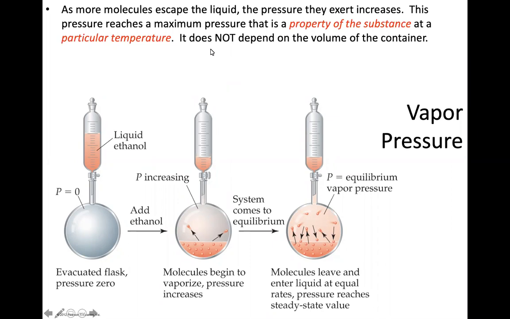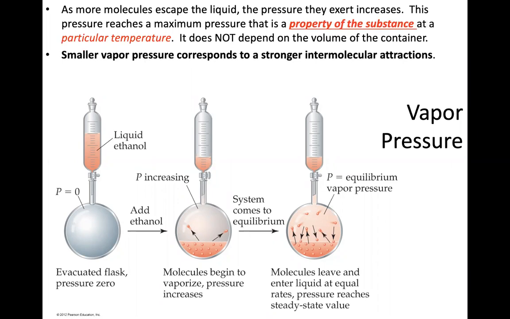This is not PV equals nRT. If I did this exact same experiment here, and in the bottom, I had a larger flask holding this combination of liquid and gas, it would reach the same vapor pressure, okay? It doesn't depend at all on the volume or the size of the container. The two variables are, what is the substance that you're putting in there and what is the temperature?